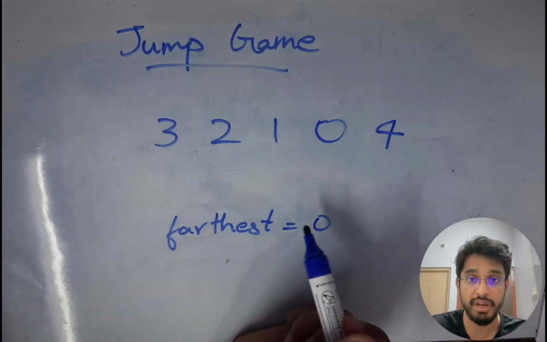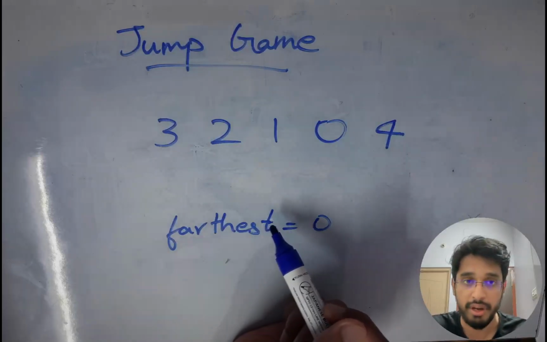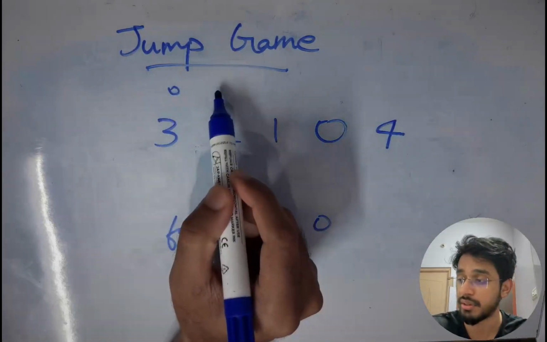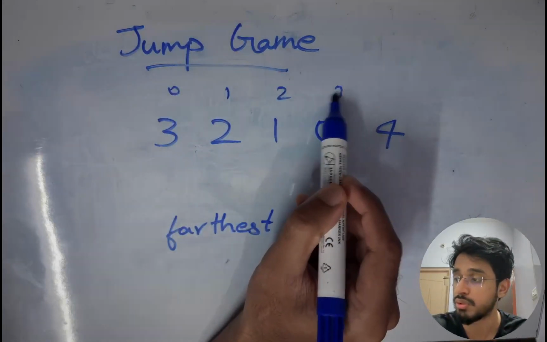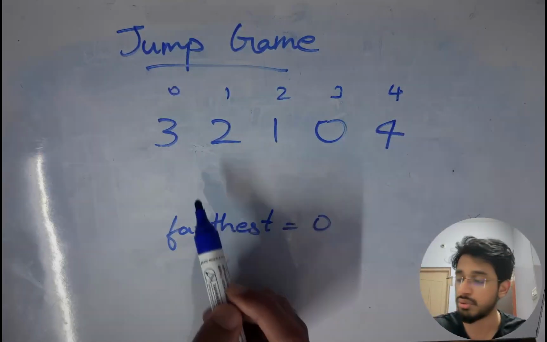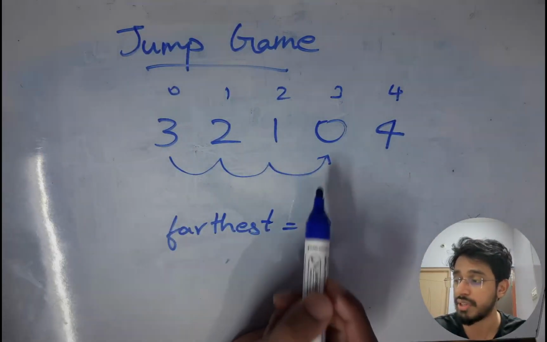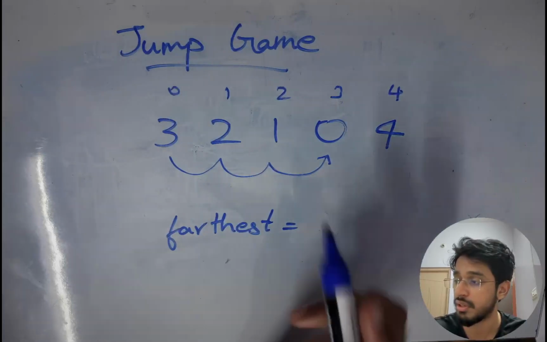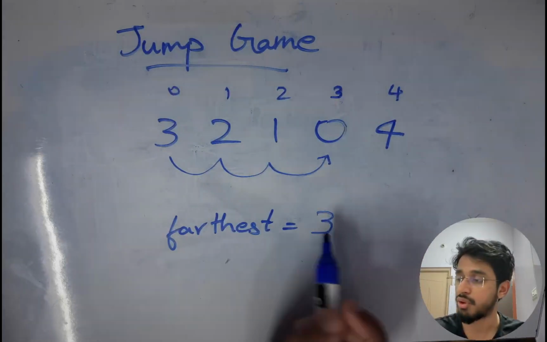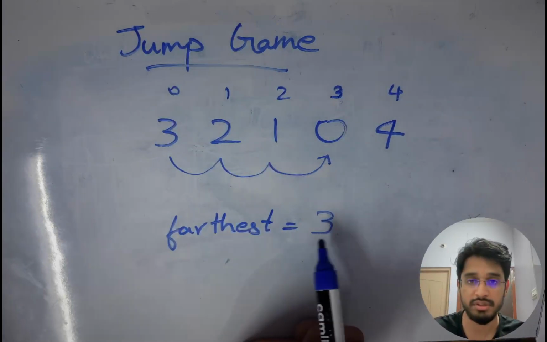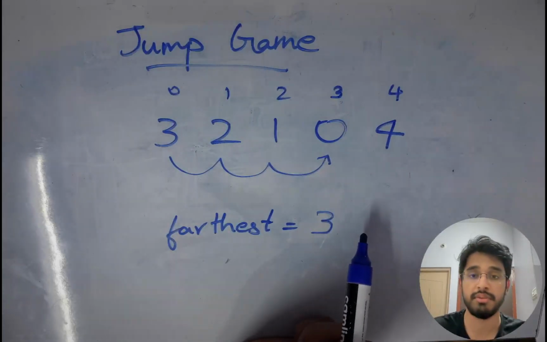When it comes to this particular trick, we name the indices over here 0, 1, 2, 3, and 4. During the first index, it goes 1, 2, 3 over here, and we update the value of farthest to be 3. For the current value of I, which is 0, it is not greater than 3, so we don't return false.